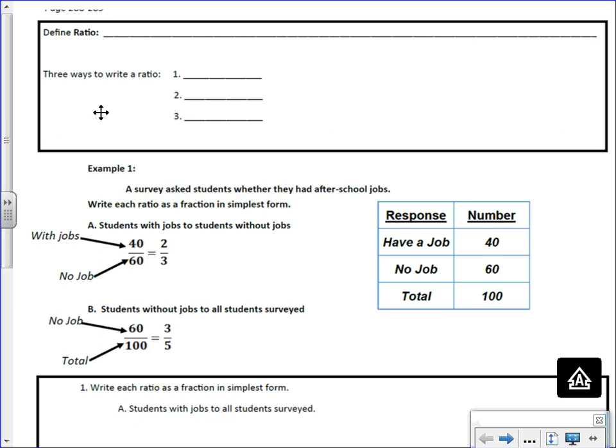2 or more things. And they can be different things. It could be comparing preschoolers to middle schoolers at the Lexington School. That's a ratio. So a ratio is a comparison of 2 or more items or things.